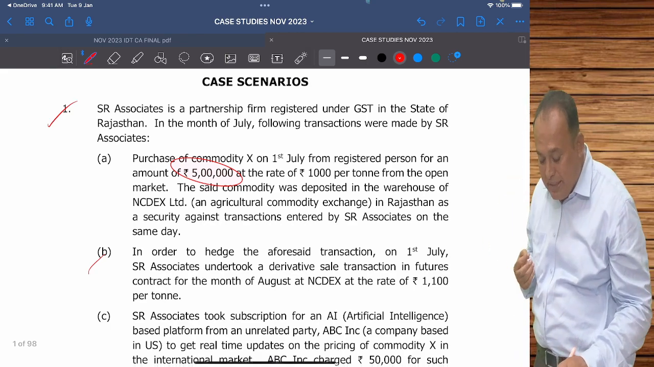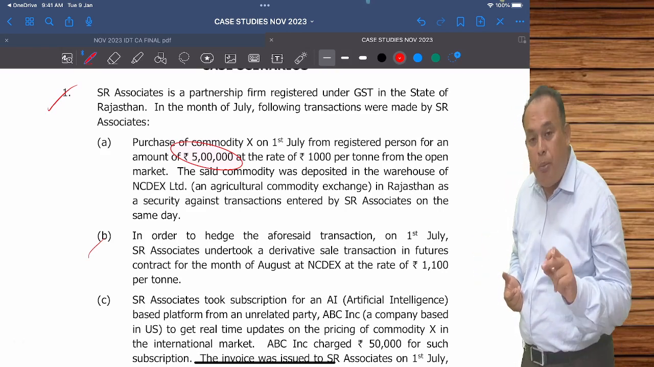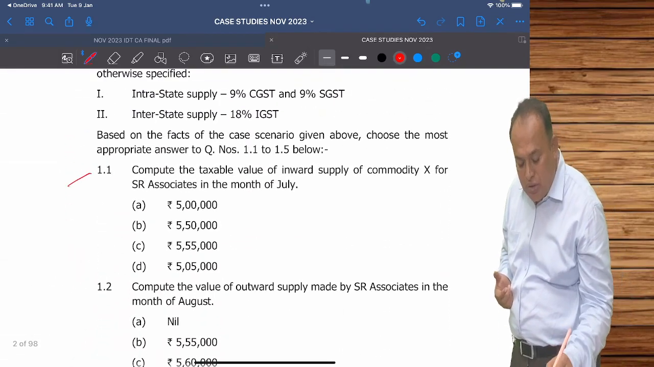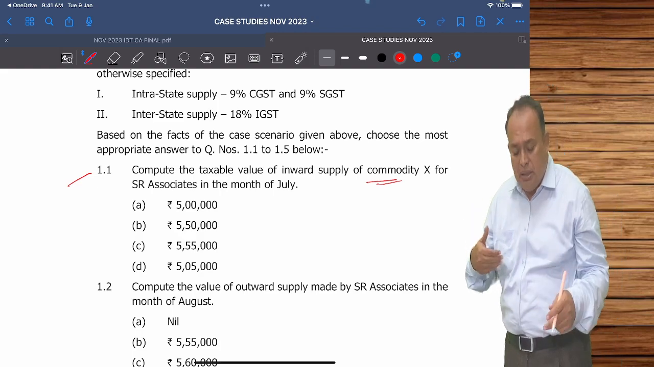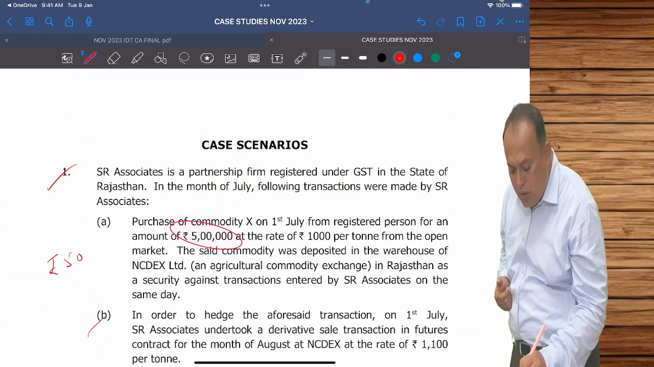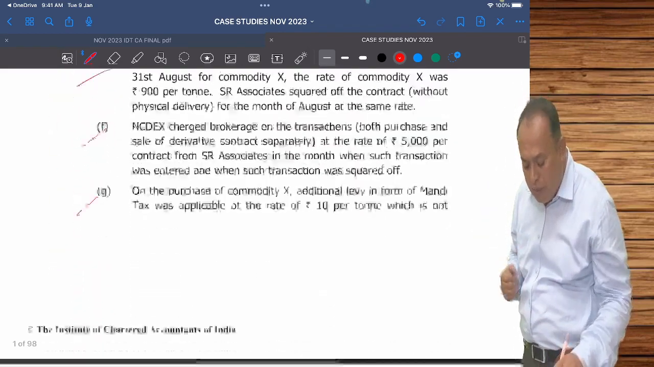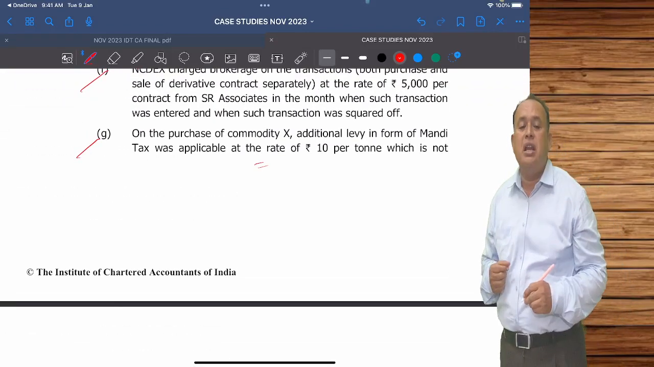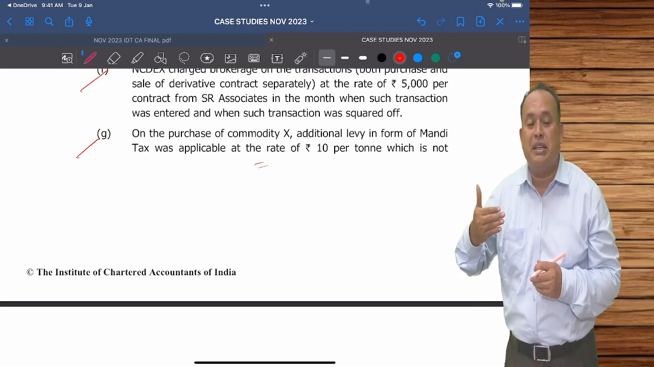Further, if you refer, my dear friends, what they purchased is the taxable inward supply of commodity X. Commodity X value only they're asking. Am I right? They're asking here the commodity X value. They have given various values A, B, C, D. Which is the correct one? Let us see here the taxable value of commodity X. Here 5 lakhs is the value which will be considered for our valuation. Followed by, with regard to this point, if you refer to the last point, point number G, it is very clearly said here, on purchase of commodity X, an additional levy in the form of mandi tax, which was applicable at the rate of 10 rupees per ton, is not included in the above.